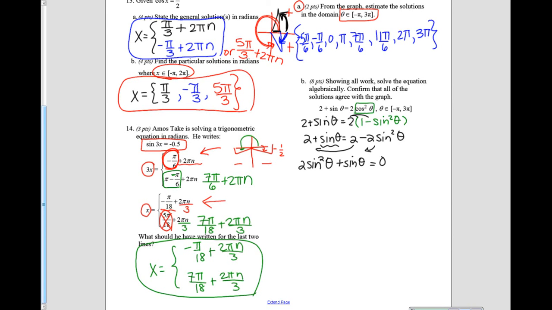I need to solve by factoring, so I have a sine squared and another sine, so I can take a sine out as a GCF, and that would leave me with 2 sine plus 1 left inside. Now I'm going to set each factor equal to 0.